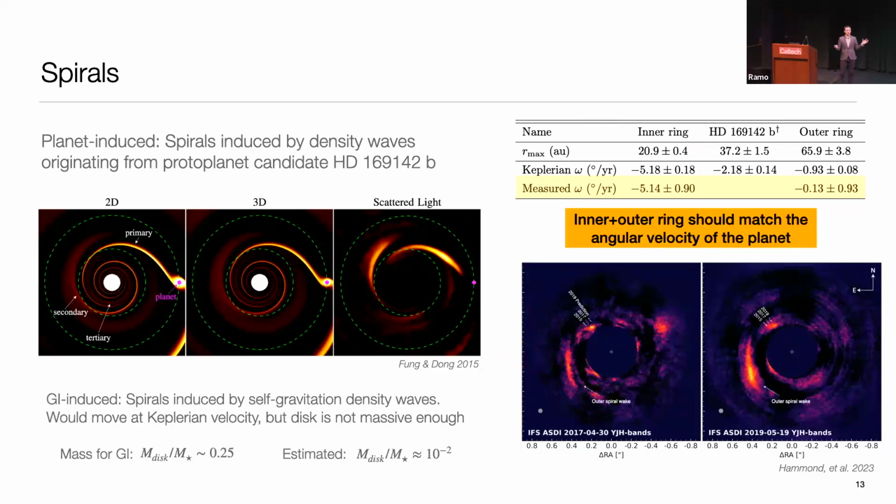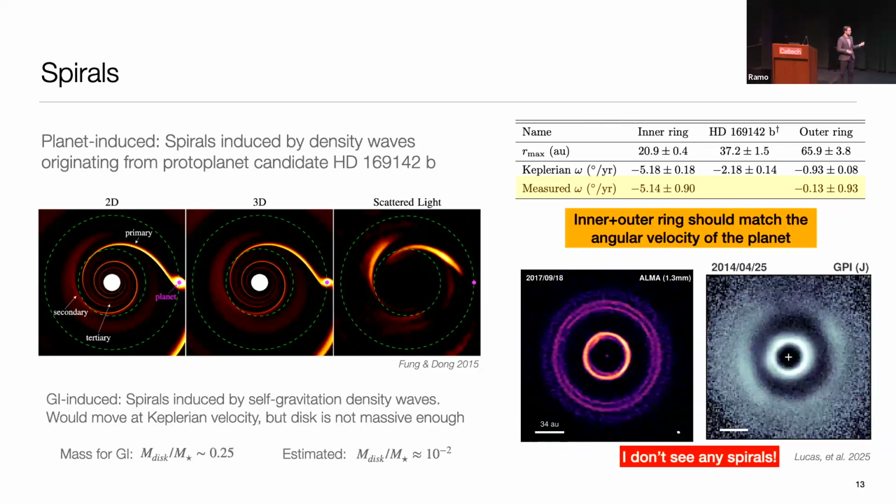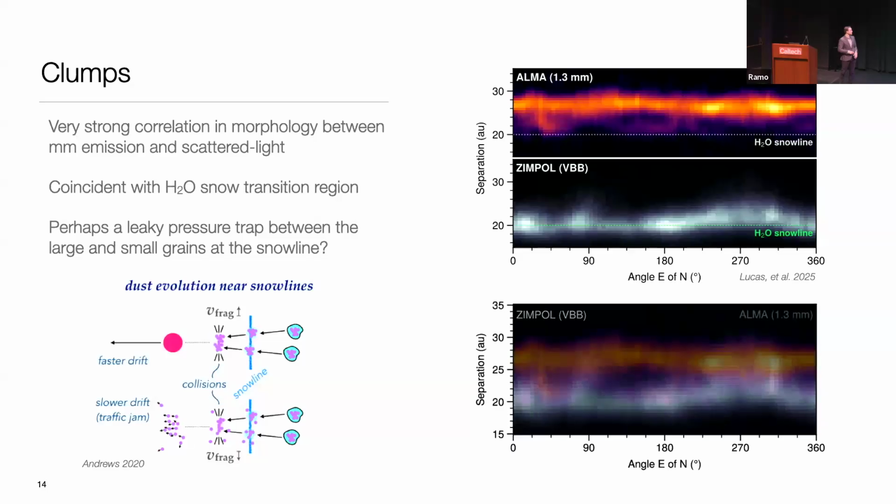It's also not gravitational instability because the disk isn't massive enough. And furthermore, when we look at hydrodynamic simulations of spirals caused by Jovian mass companions, they're really bright and really visible in both the continuum and the scattered light, and I don't see any spirals here. So spirals aren't a good explanation for anything in this disk.